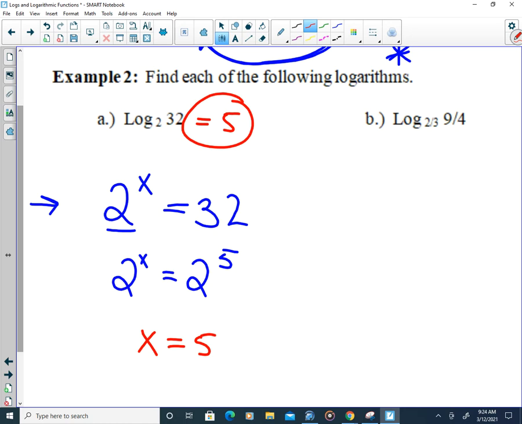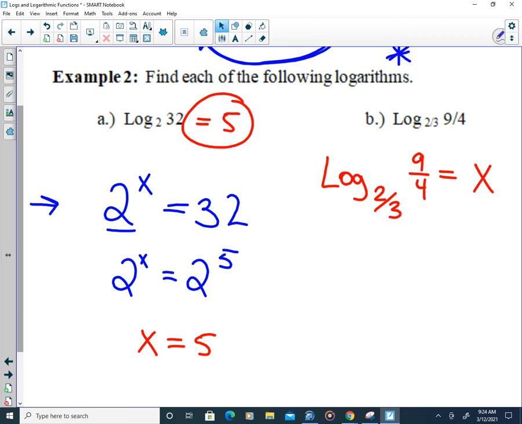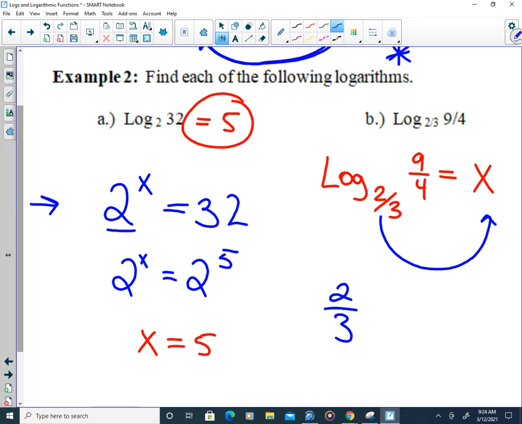So we want to do the next one here. Example 2b, we're going to start it off the same way. We want to find what log base 2/3 of 9/4 is. So I'm just going to set this equal to x, since I don't know what it is. And again, it's all about the base. So we're going to start with our base, and we're going to do the circle of life. So we're going to go 2/3 to the x power is equal to 9/4.